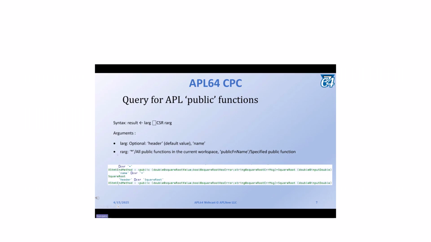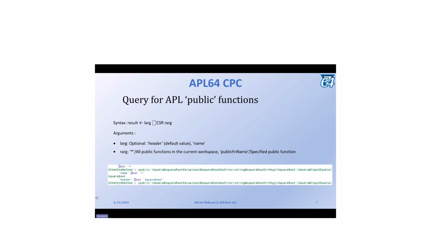So how do you query a workspace to know if you have defined any public functions? There is a new quad CSR, where CSR means C# runtime. At any moment, you can open a workspace and type quad CSR star, and it will give you any public functions that you have defined.